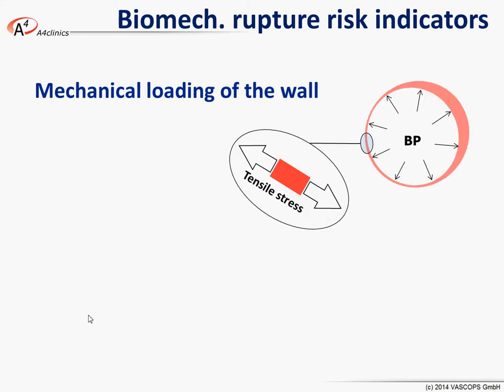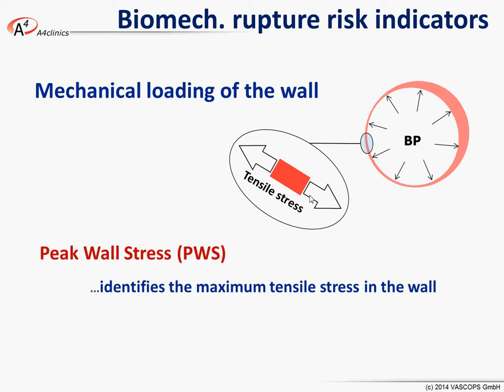Now, what are the biomechanical risk indicators? If you take a cylinder and put the blood pressure in there, this blood pressure will be translated into tensile stress. If we look at this tensile stress and take the highest tensile stress, peak wall stress, PWS, then we have identified the maximum tension in the wall, and that's already a first biomechanical risk indicator.